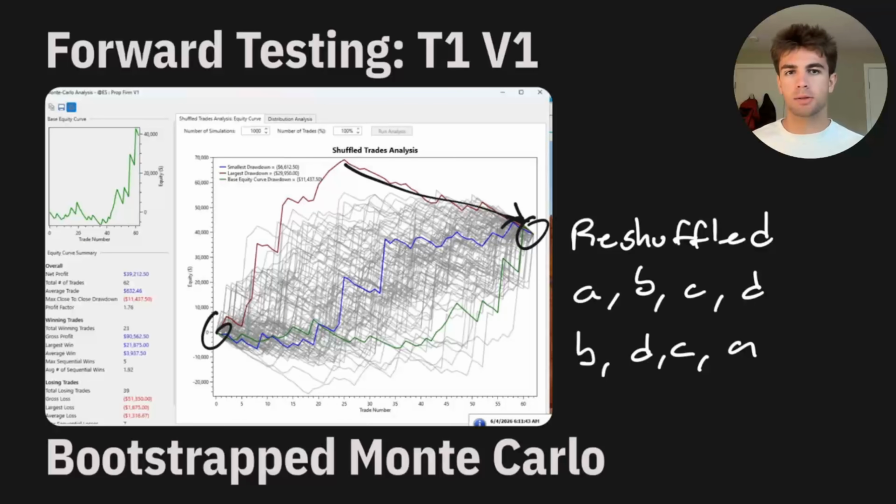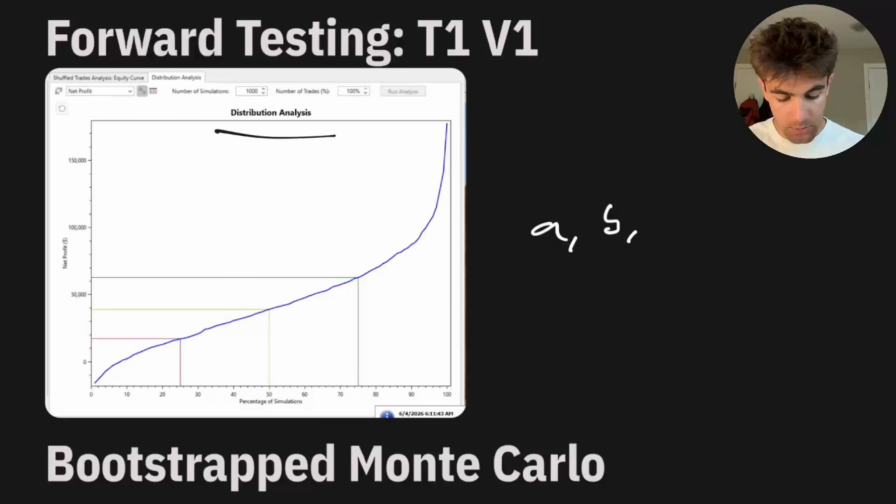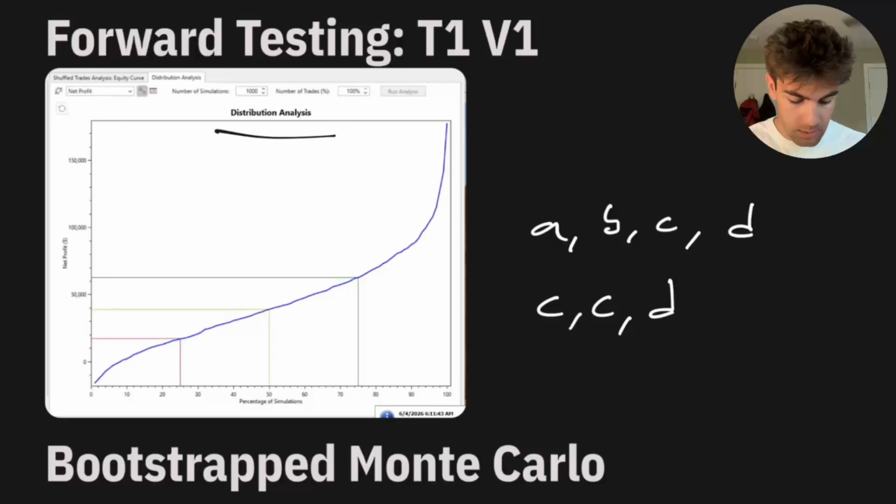Now, that's not really what I was looking to do. However, what I didn't realize is that this distribution analysis in MultiCharts is a bootstrapped Monte Carlo. Or at least that's what it said online when I looked it up. So this is not only the trades shuffled up into a different order, but it is sampling with replacement when shuffling. So it could be C, C, D, D. When reshuffling, picking a new order, it can also pick the same trades multiple times.